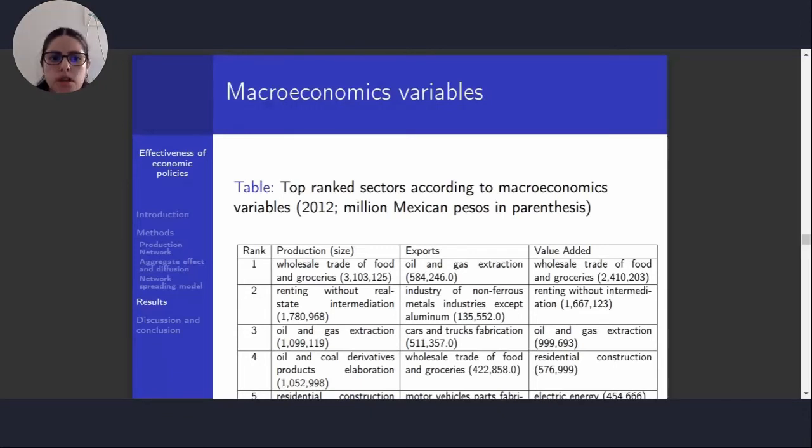Here I have other types of rankings in the following slide, which are top-ranked sectors according to macroeconomic variables. So I wanted to see, as I told you, if the biggest sectors in terms of production are also the ones that have the highest exports or the highest value added. And we can see that not exactly. Also at the top of these rankings, there are sectors that are not manufacturing sectors. So we have trade, renting of houses, and again, oil. The only one that appears in exports that is important is cars and trucks fabrication, but it doesn't have the highest production or the highest value added. So at the macro level, there are some clues, but still there's nothing definitive.